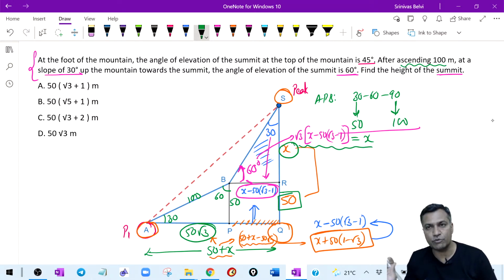Okay, you got this equation. This equation is clear, everybody? Equation is clear. Quickly confirm. Equation is clear. I hope I didn't confuse you.